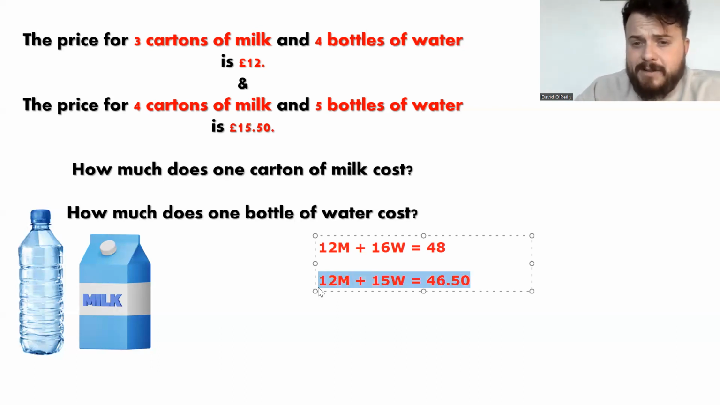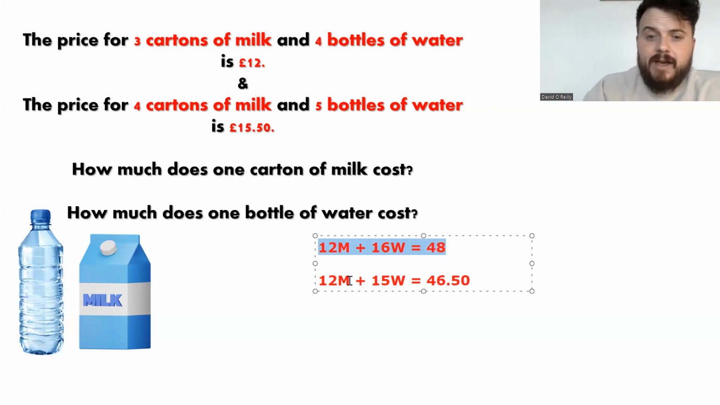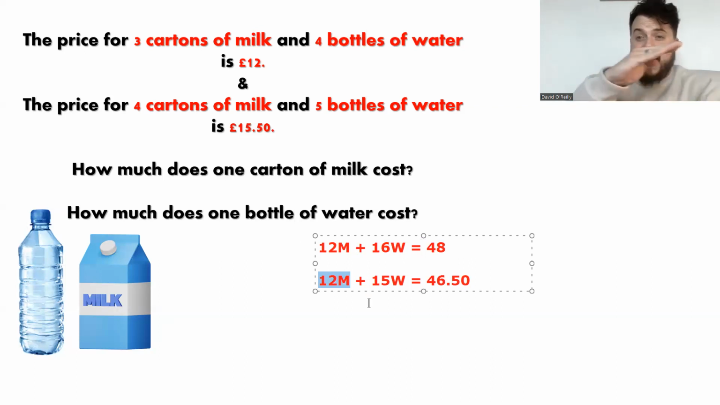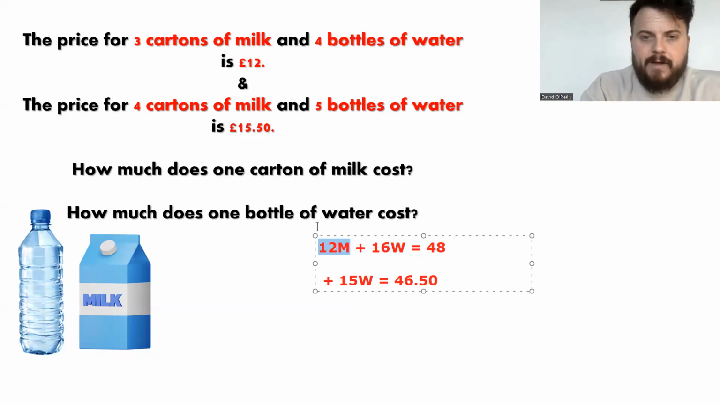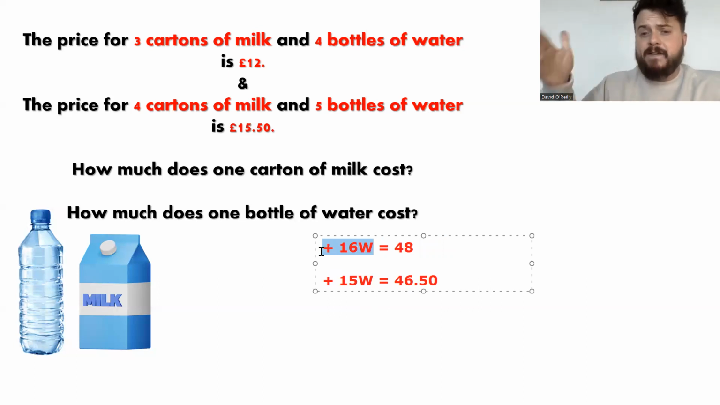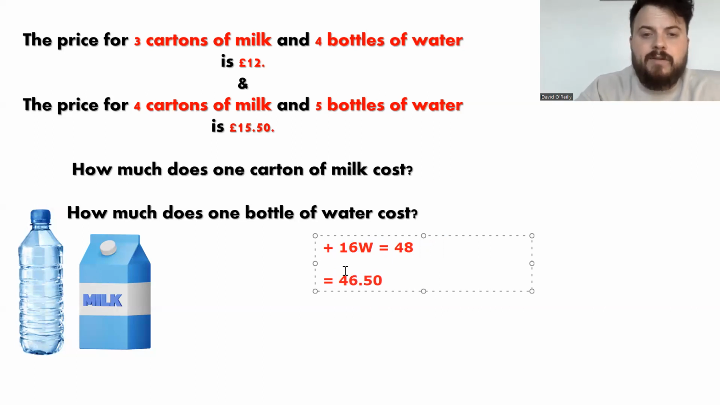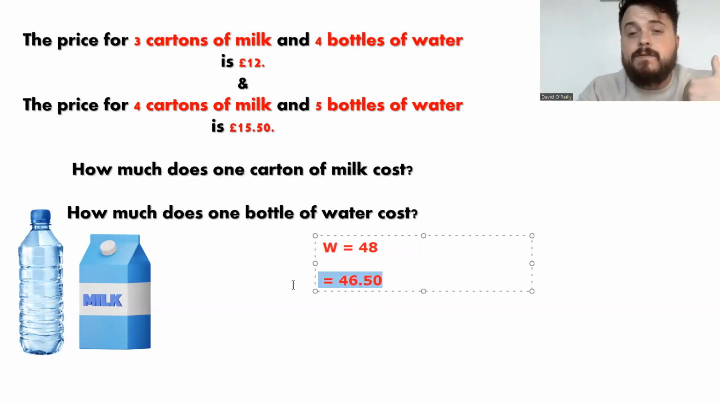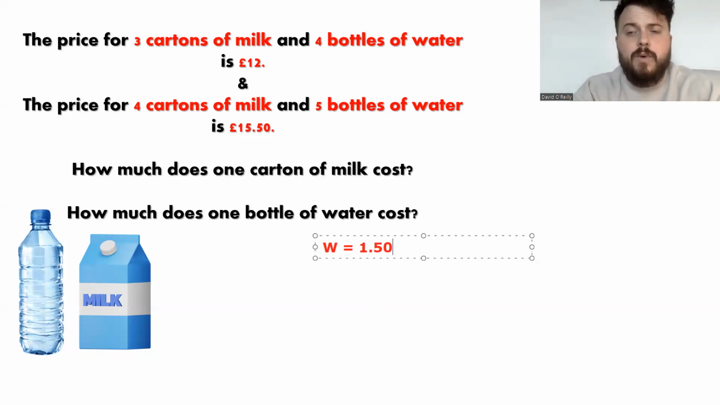So this one, £46.50, is smaller than that one. I need to subtract all of this from all of that. Okay, so 12M, take away from 12M, they cancel each other out. There's nothing left on both sides. So get rid of that and get rid of that. Okay, 15W subtracted from 16W. 16 minus 15 is 1. So we're left with 1W. Okay, so get rid of that. And at the top, we're left with 1W, just W. And then £46.50 subtracted from £48 gives us £1.50, £1.50. Okay, and it tells me the answer.